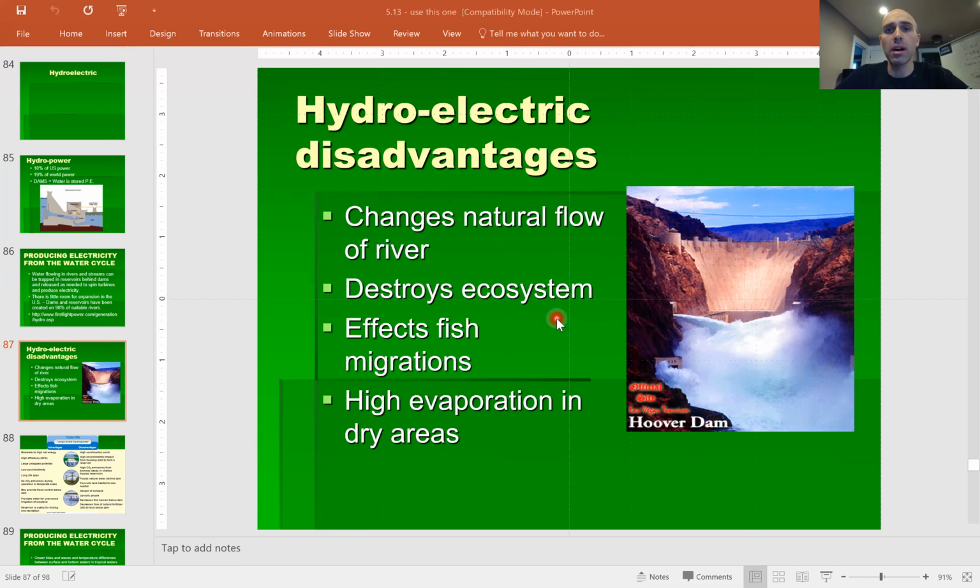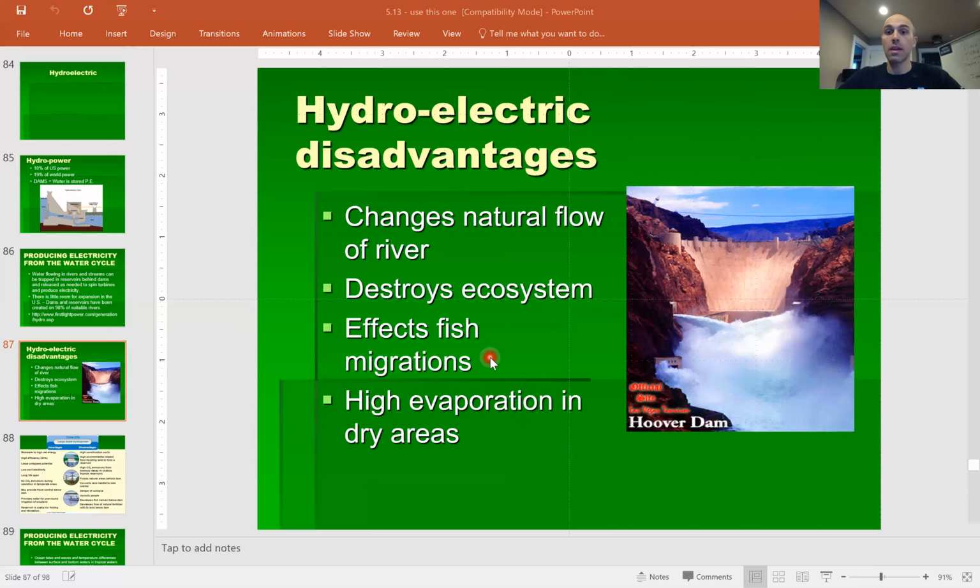Destroys ecosystems above and below the dam. Above, think about it. You are now flooding an area to create a reservoir that never had this degree of water before. Below the dam, you have taken this current, this stream of water, and you've now essentially dried it up because now you're holding that water back. So you're controlling the amount of current, the amount of water that's coming out and traveling downriver.